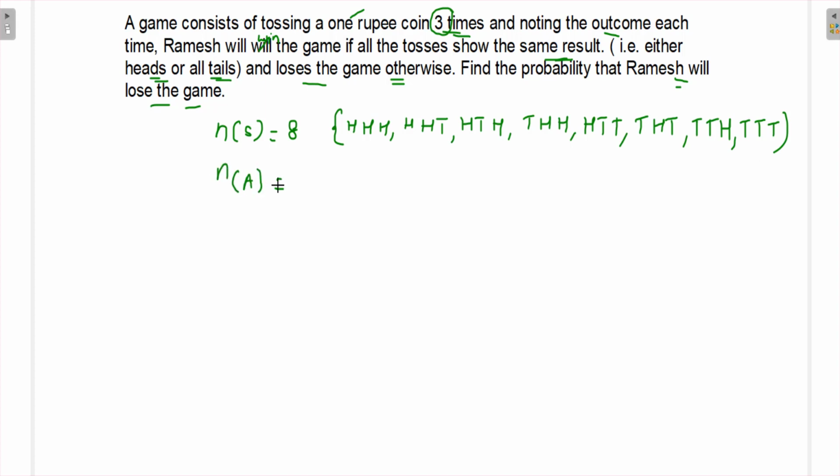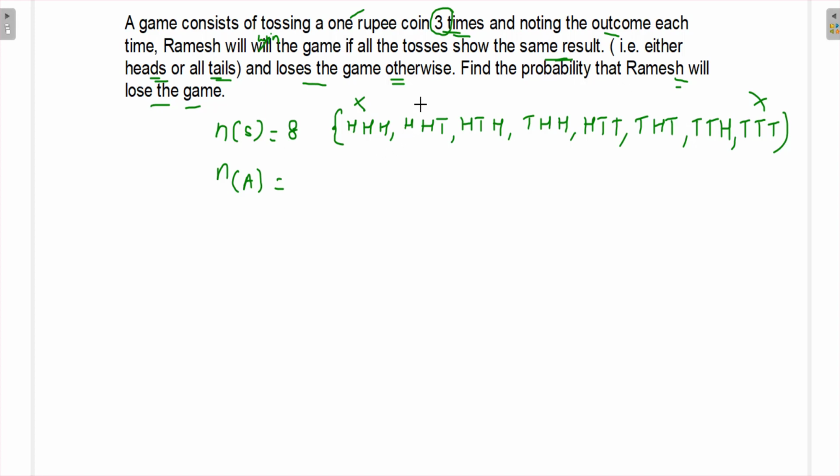favorable outcomes will be, it is said that if all heads or all tails show up, then he wins and loses the game otherwise. And we have to find the probability that Ramesh will lose the game. Means all heads and all tails, these two are not favorable to Ramesh, because if all the 3 are heads or all the 3 are tails, then he will win the game, and for the rest of the options he will lose the game. And we have to find the probability of losing the game.